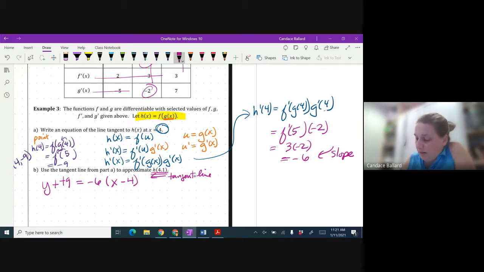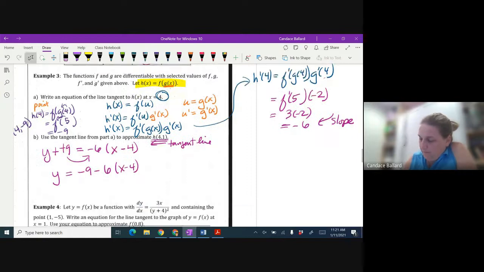So what I'm going to do is I'm going to move this 9 to the other side first. So I'm going to say y equals negative 9 minus 6 times x minus 4. And then instead of saying y, I'm going to call it h. So h of x, and I'm doing a lot of steps in here because I want to make sure you understand all the little pieces. I might not do all of that when I'm doing my homework. Okay, I might skip maybe this line here.